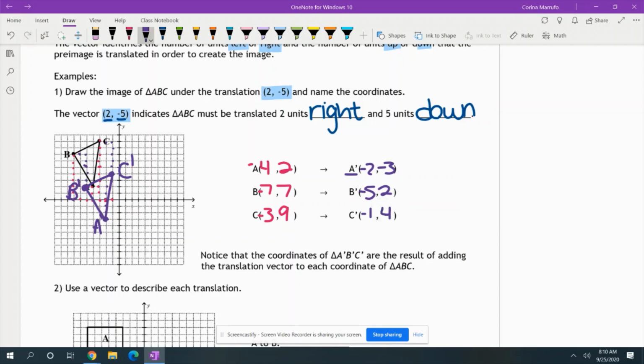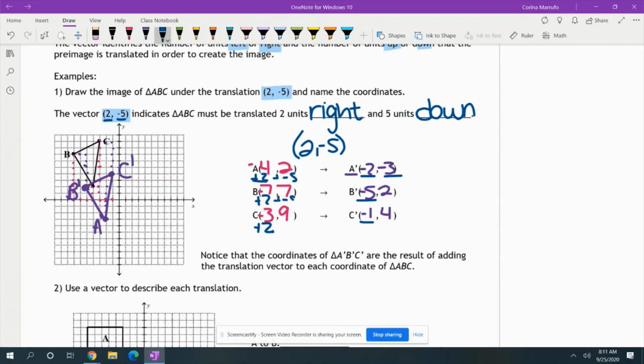Okay, so notice that the coordinates of triangle A'B'C' are the result of adding the translation vector to each coordinate of triangle ABC. So our vector is 2, -5. So what they're saying is -4 plus 2 gives us -2. -7 plus 2 gives us -5. -3 plus 2 gives us -1. Okay, the same goes for the y values. If I take 2 and add -5, that gives me -3, which is what I got for my image.